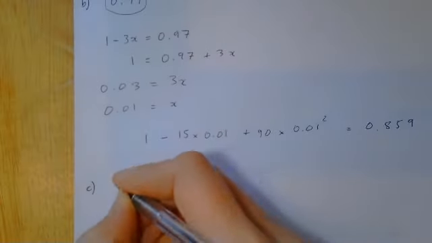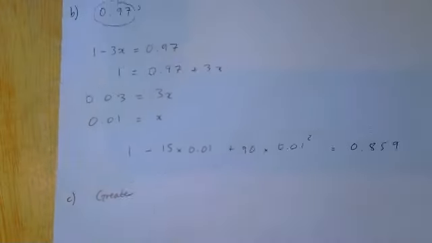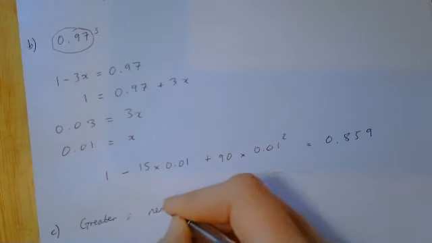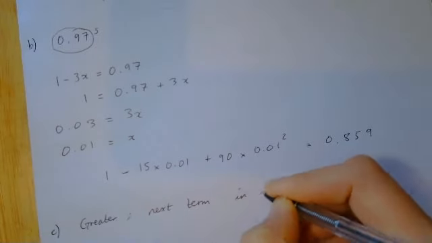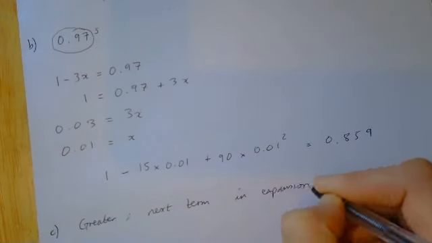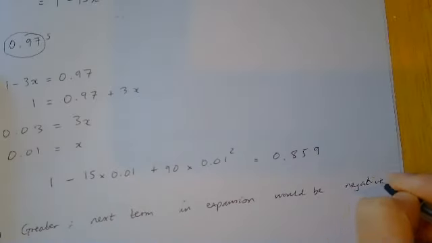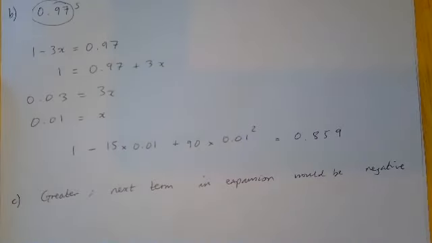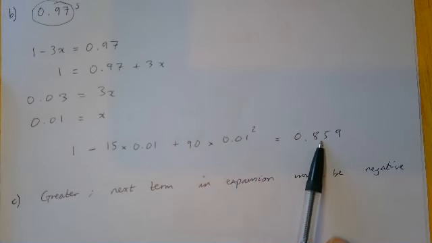Okay, so I want you to just have a think about that. This number is greater. The next term in the expansion would be negative, yeah? So you would be taking something away. Admittedly then you would add something, but the thing you add would be much smaller than the thing that you've taken away. So if I did the next term and then stuck in 0.01, I'm going to be taking something away from this. So this must be bigger than the answer.